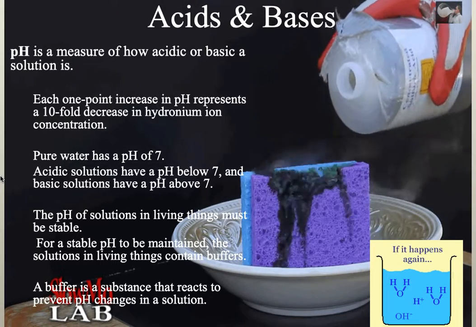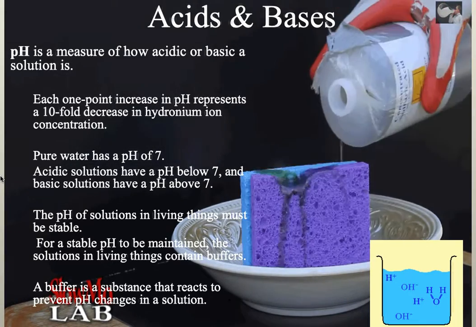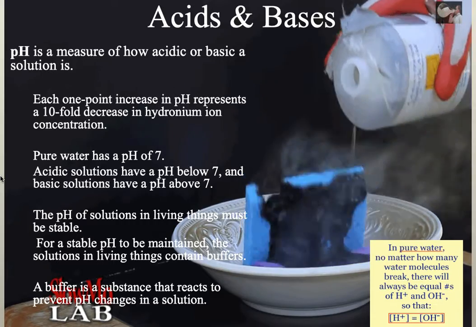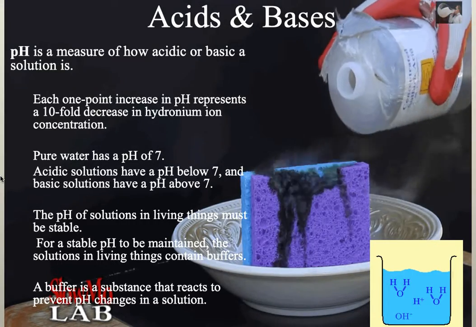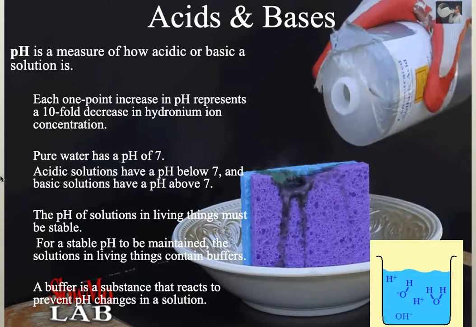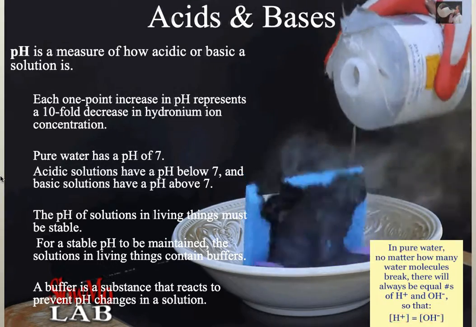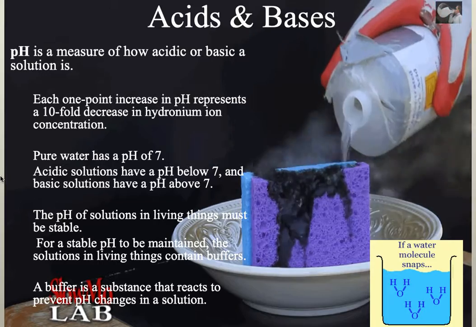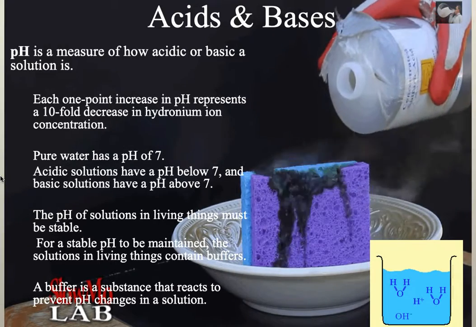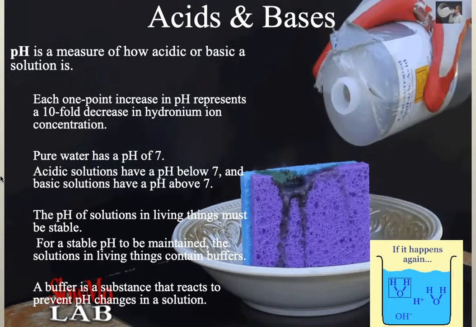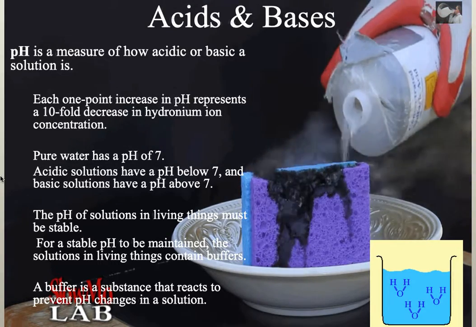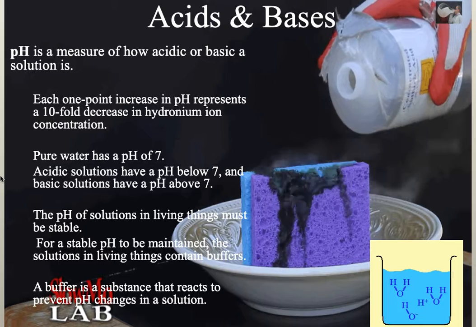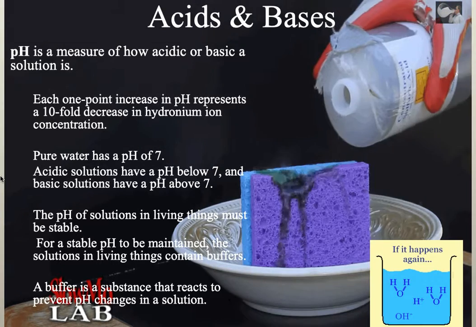Acids and bases are measured using the pH scale. A pH of 7 is neutral. That means there's an equal amount of OHs, which are hydroxides, and H's, which are hydrogen ions. Water is a classic example of having a pH of 7. It is neutral. A pH below 7 is considered an acid. It has more hydrogen ions in solution. A pH above 7 is a base. It has more hydroxide or OH molecules in solution.